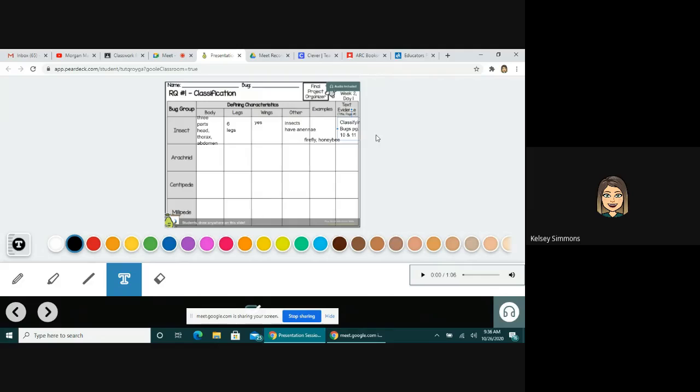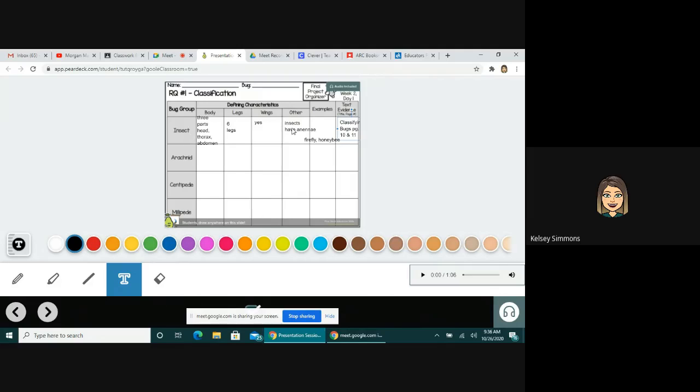But this is all you are going to do for this. You're just going to fill it out. What characteristics does a bug have? And a characteristic is just a way to define. So what do you see whenever you look at these insects? And also, you need to give me an example and the text evidence. Text evidence is just where did you find it in the book? What book did you locate this information in?